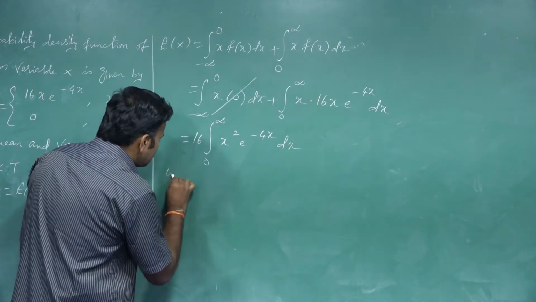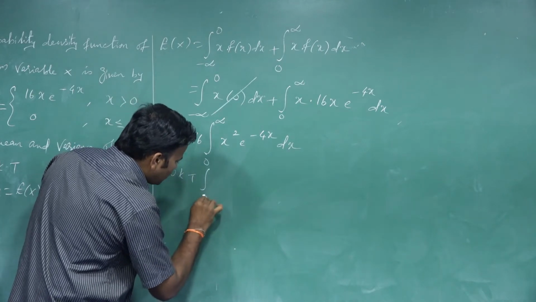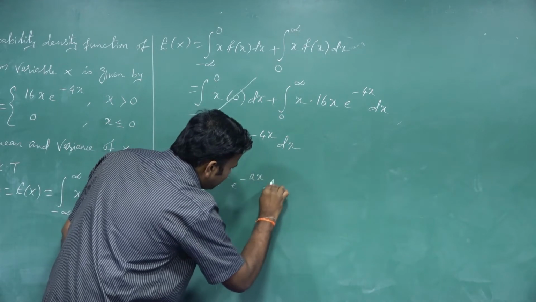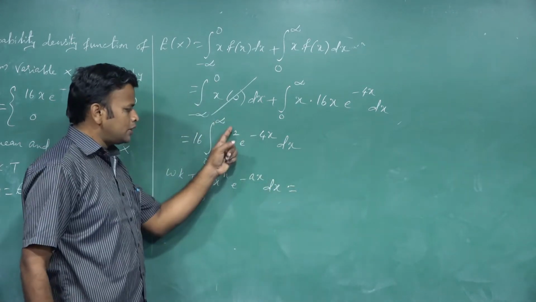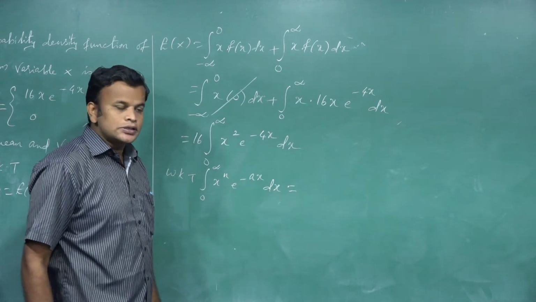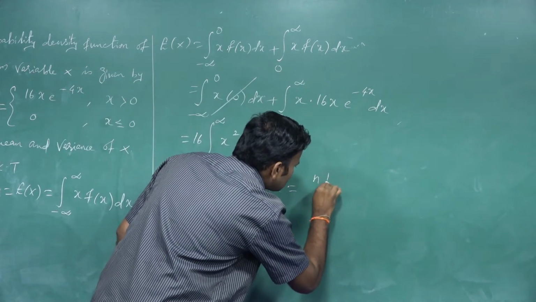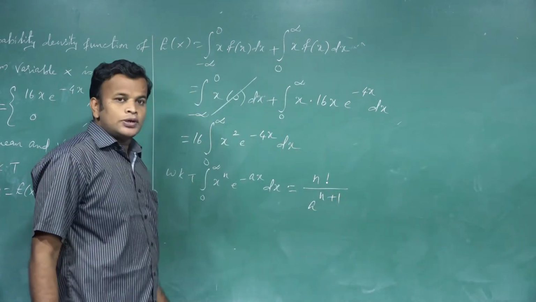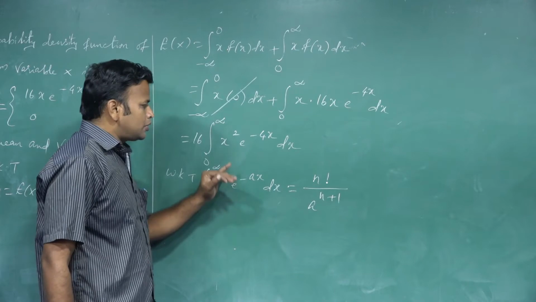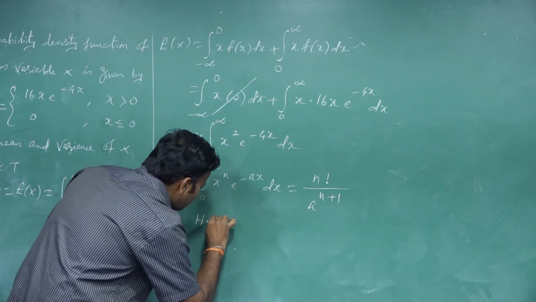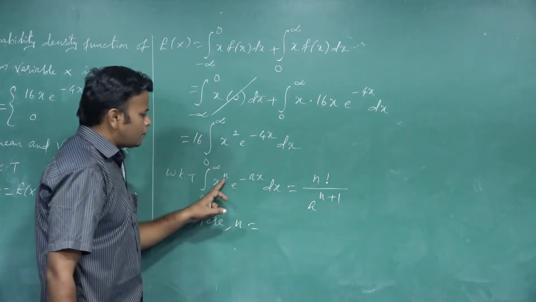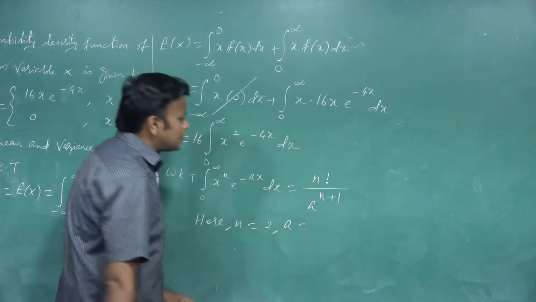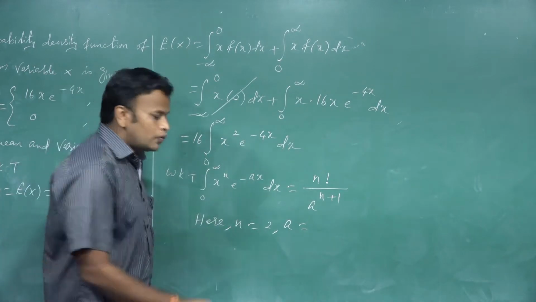For understanding I again write the formula. It is of the form integral 0 to infinity x power n e power minus ax into dx. The formula is n factorial divided by a power n plus 1. We compare the formula to our given sum. In place of n here it is 2, so the n value is 2. And the value of a is 4.